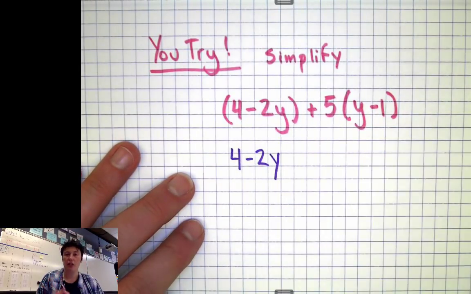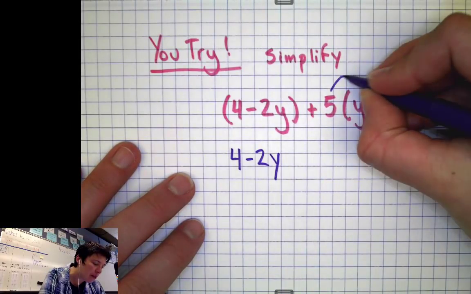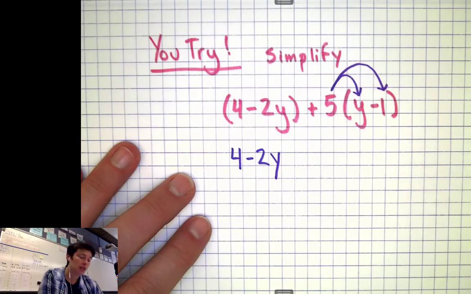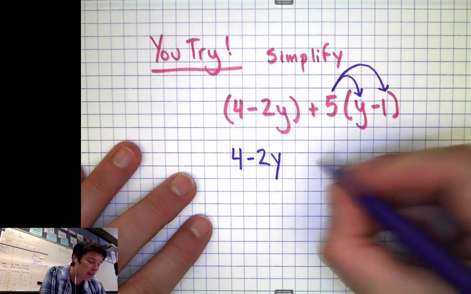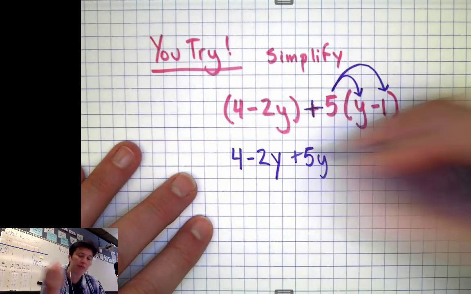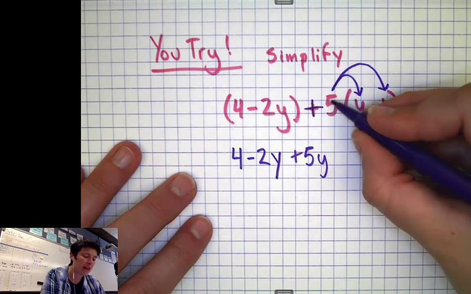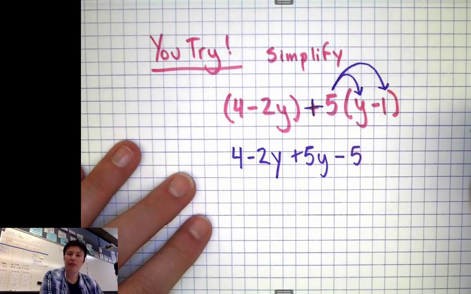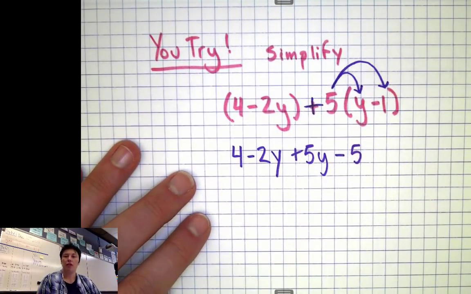But this one is being multiplied by 5. We're saying there's 5 of those parentheses. There's 5 of the y's and there's 5 of the minus 1's. So what that means is 5 times y is 5y. And it's an adding problem, so we're going to add the 5y. And then we have 5 times a minus 1. Well, that'd be a minus 5. 5 times 1 is 5. So that's how we're going to get rid of those parentheses.